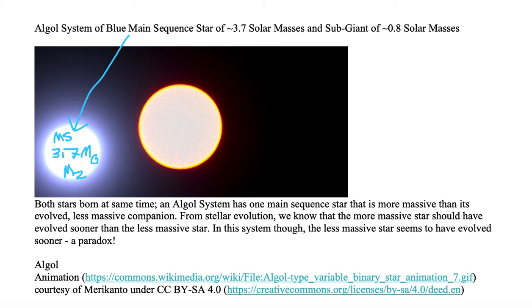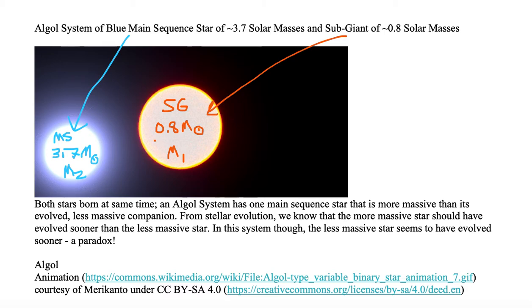Now this main sequence star is in a close binary with a subgiant. And the subgiant's color is orange. So I'm going to label it S sub G in orange lettering. I'm also going to call it M sub 1, indicating it's the primary star. And its mass is 0.8 solar masses, which I'm going to write in orange lettering to remind us that this subgiant has a mass of 0.8 solar masses.